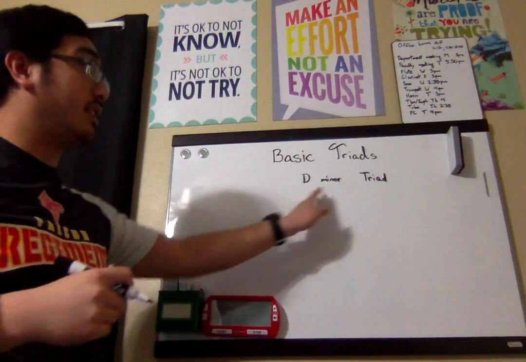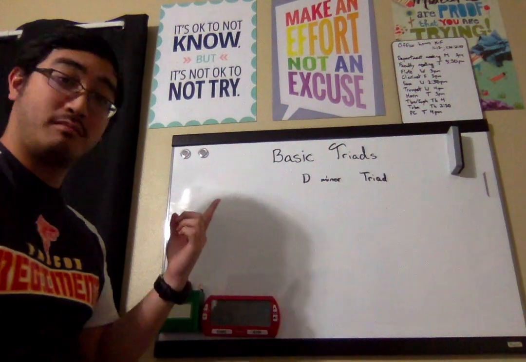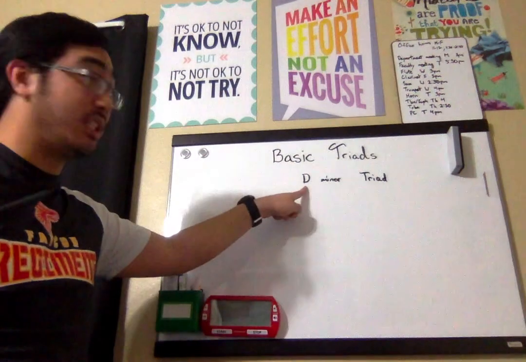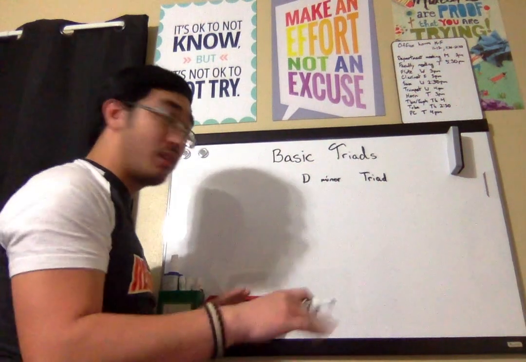Let's say we wanted a D minor triad. Same process. Identify the keynote, D. Build the keynote's major scale. Always work from the major scale.